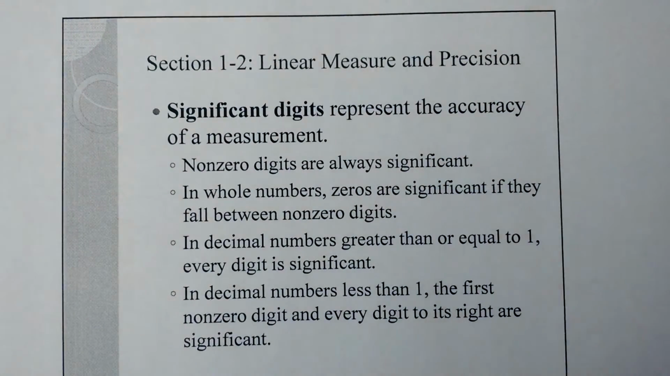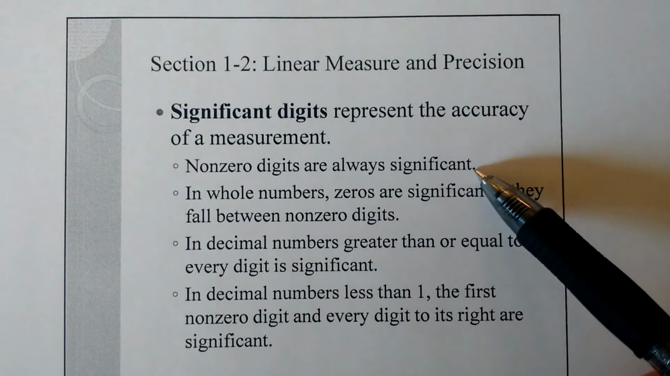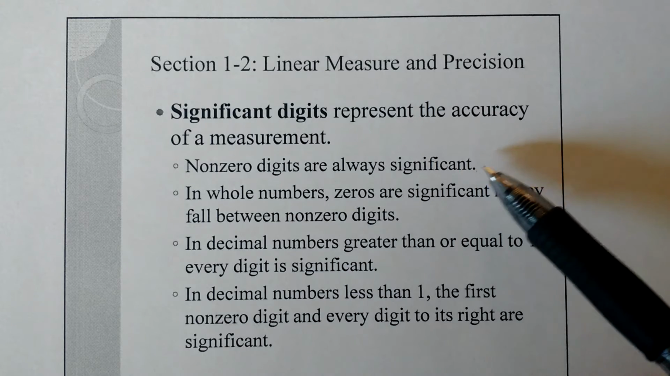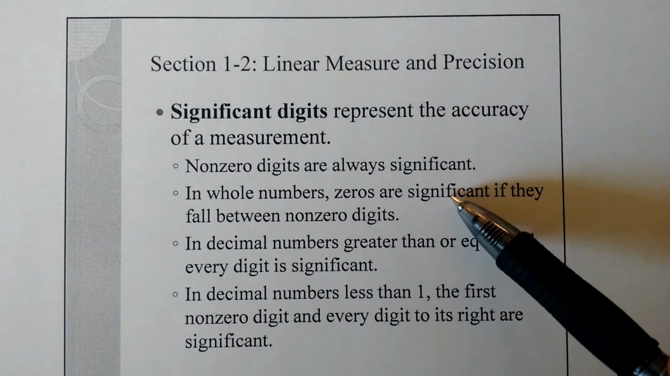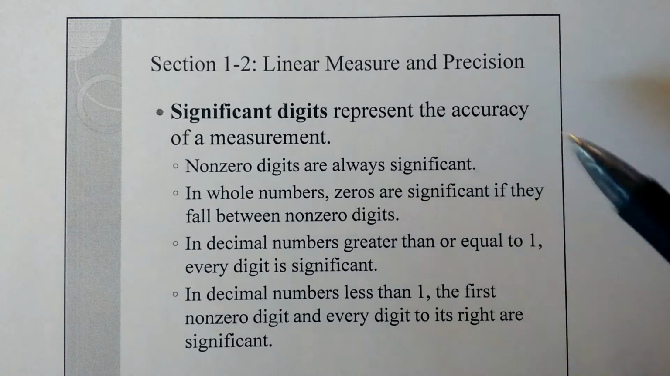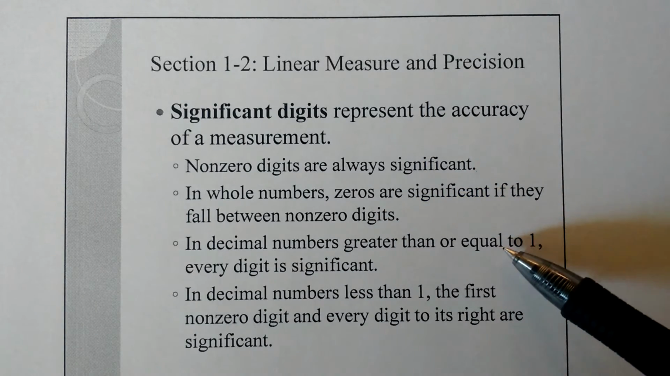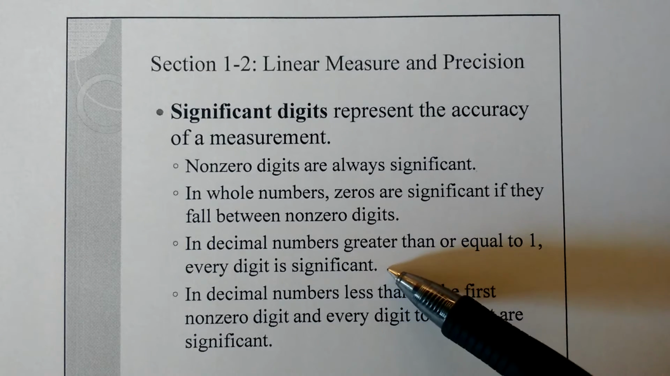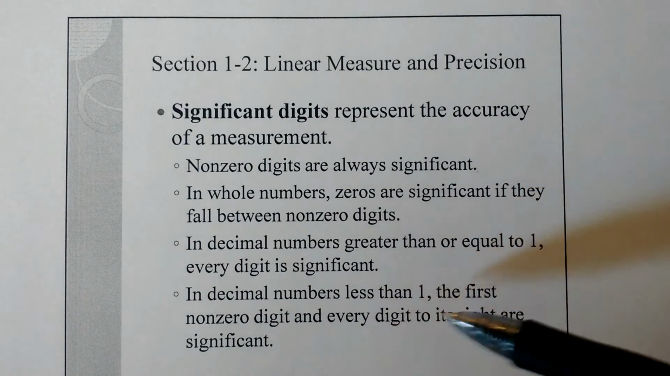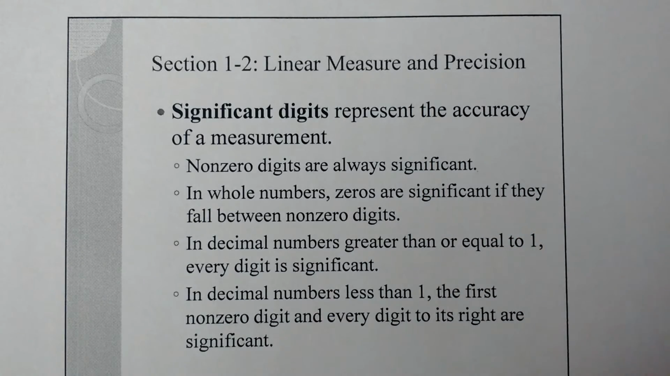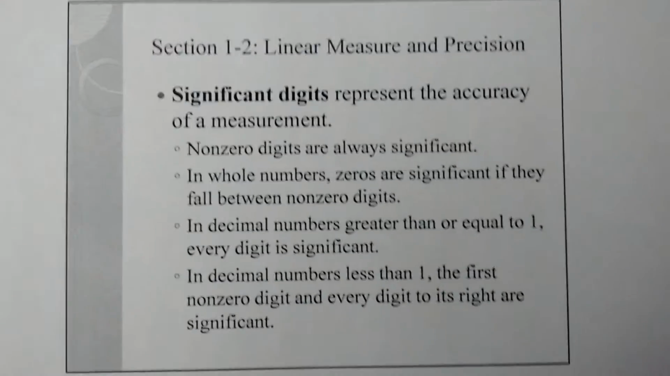Okay. Significant digits are also sometimes used to represent accuracy. So here are the rules of things that are significant. Non-zero digits, so anything that's 1, 2, 3, 4, 5, 6, 7, 8, 9 counts. In a whole number, zeros count if they're between two non-zero numbers. For decimal numbers greater than or equal to 1, every digit is significant. And for decimal numbers less than 1, the first non-zero digit and every digit to its right are significant.